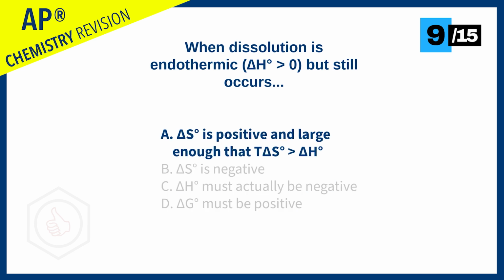The answer is standard entropy change is positive and large enough that T delta S is greater than the enthalpy change. Even though the process absorbs heat, it still occurs because the increase in entropy is large enough to make the overall process thermodynamically favorable.